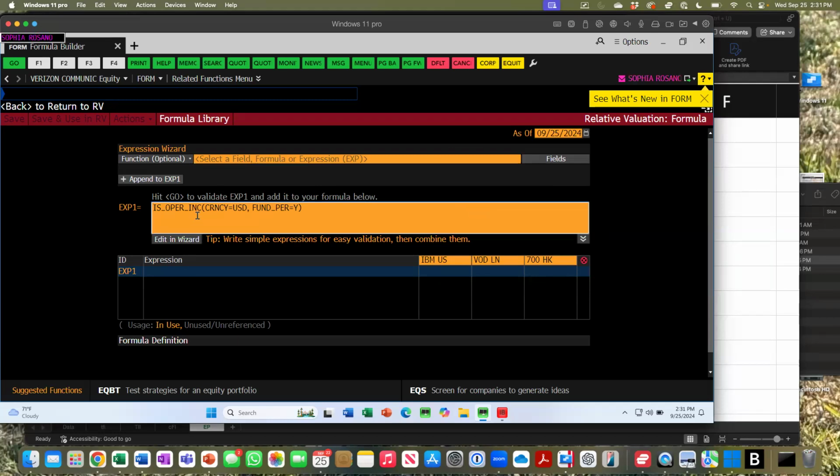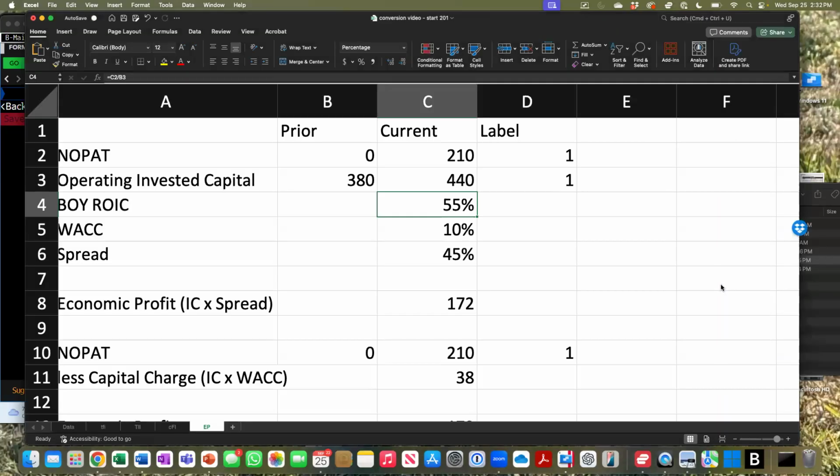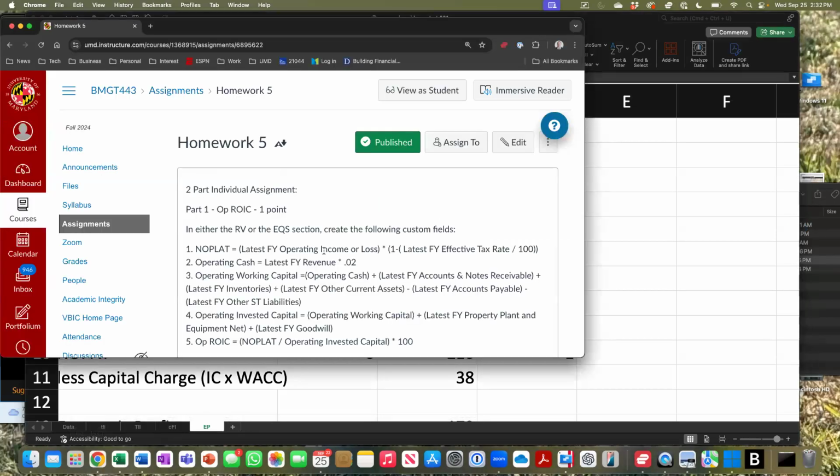So IS Oper Inc. is basically the operating income or loss, right? And it says do it in US dollars and do it for the fiscal year. Okay. So that's the first part of my formula. Now, following order of operations, I put a left paren at the beginning, and then I multiply by left paren 1 minus left paren, and then the next field in the formula is I need the effective tax rate.